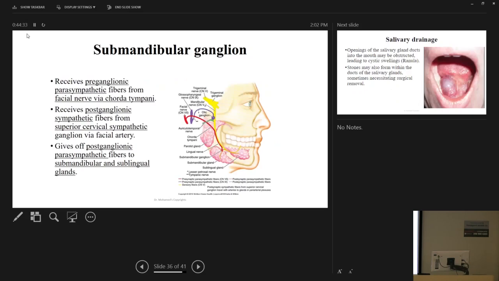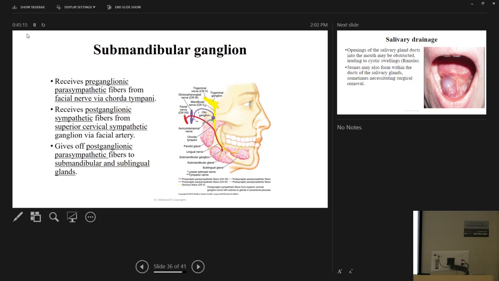Now, the submandibular ganglion receives parasympathetic fibers from the chorda tympani. So far we know the chorda tympani is doing us a favor by taking taste from the anterior 2/3 of the tongue, via the lingual nerve, chorda tympani, and then the facial nerve. This is our chorda tympani. It will do us another favor by bringing the parasympathetic to the submandibular and sublingual salivary glands. It will bring them the secretomotor impulses.